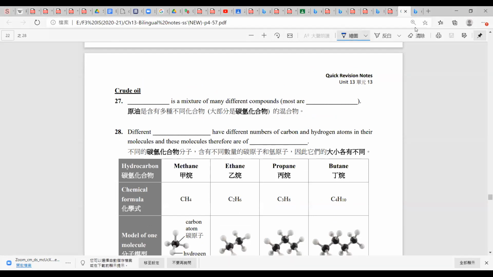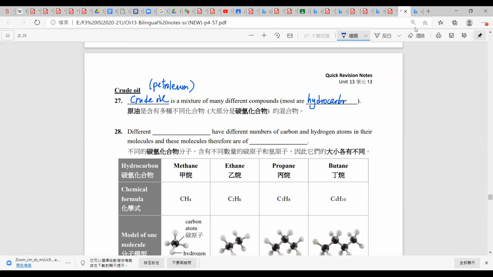What is a mixture of many different compounds? We call it crude oil, or we use the word petroleum. 原油, 石油. Mostly they are called hydrocarbons. The different hydrocarbons have different numbers of carbon and hydrogen atoms in the molecules. And these molecules are of different molecular sizes.